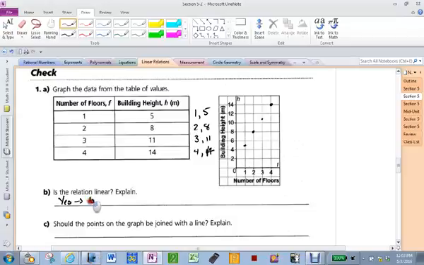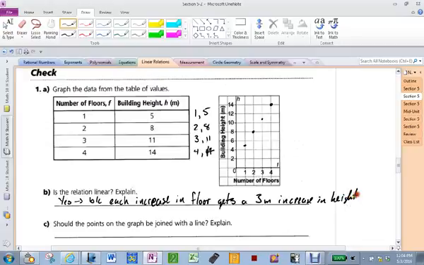Yes, because each increase, forgot the A in increase, nice spelling, Myers. Each increase in floor gets a 3-meter increase in height. So, how tall is the building going to be at 5 floors?